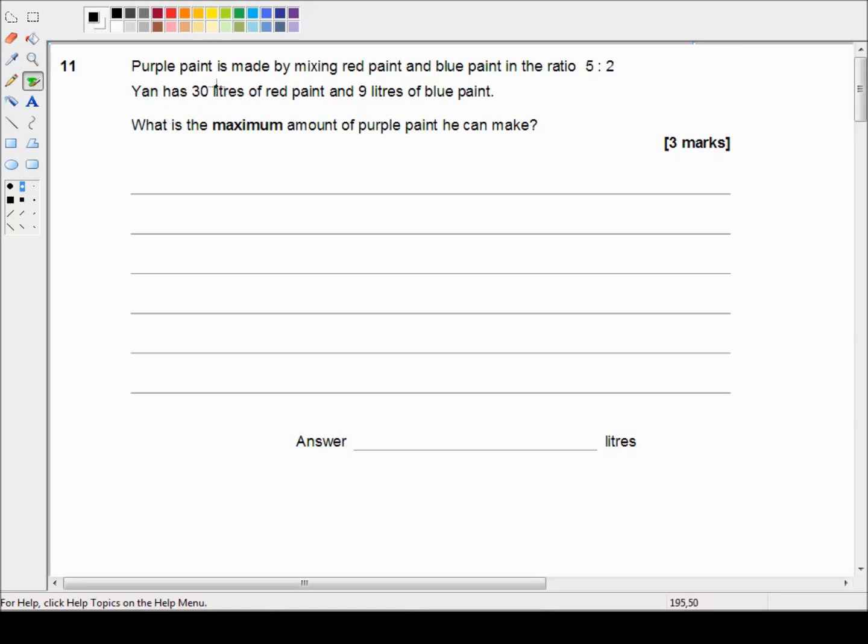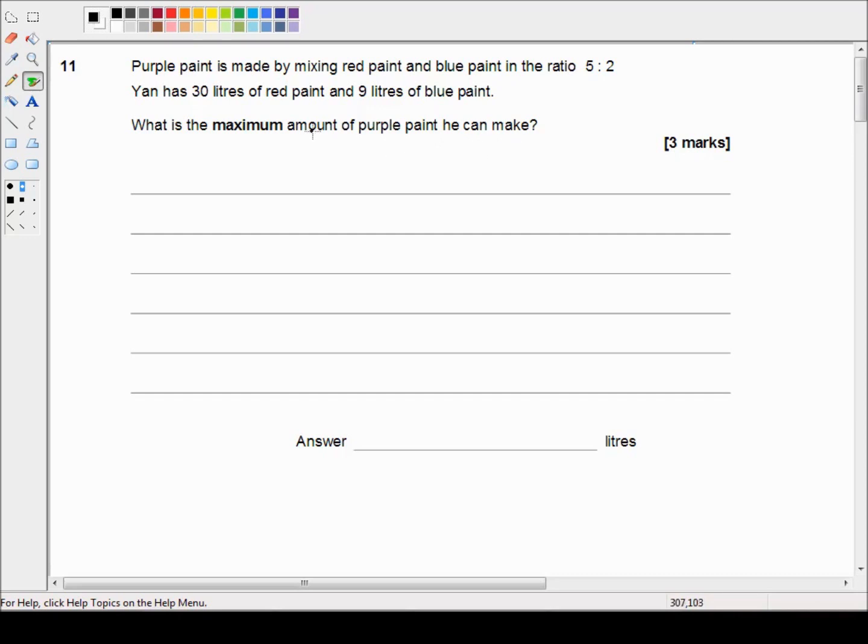Okay, it says purple paint is made by mixing red paint and blue paint in the ratio of 5:2. Jan has 30 litres of red paint and 9 litres of blue paint. What is the maximum amount of purple paint he can make?